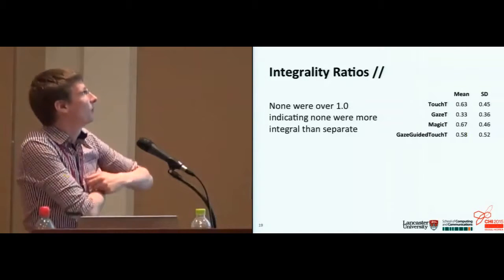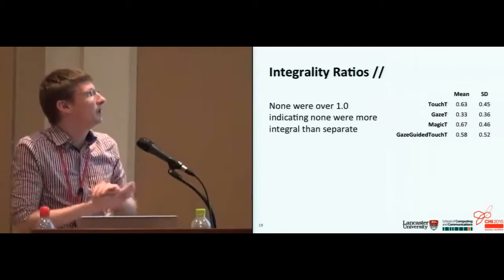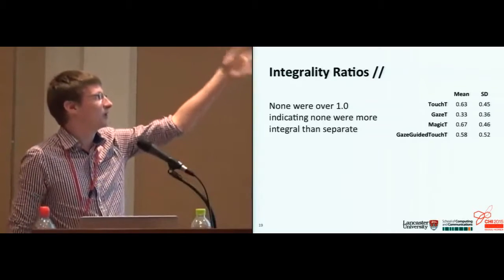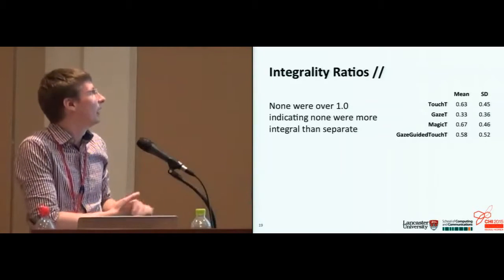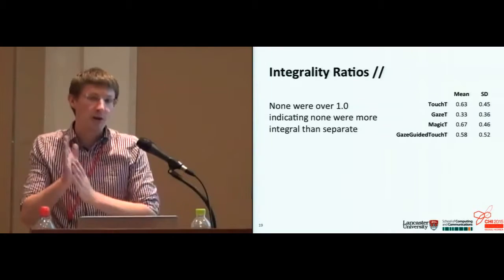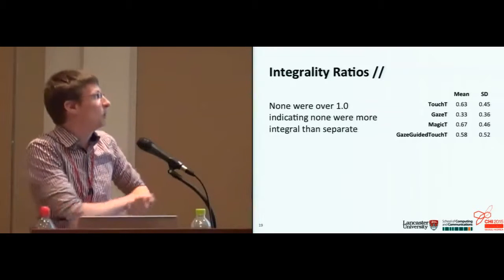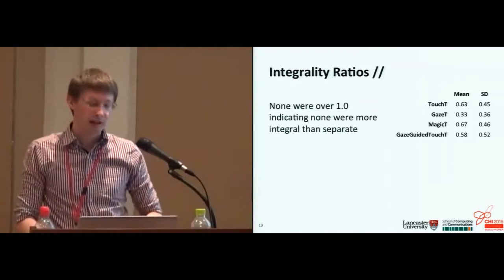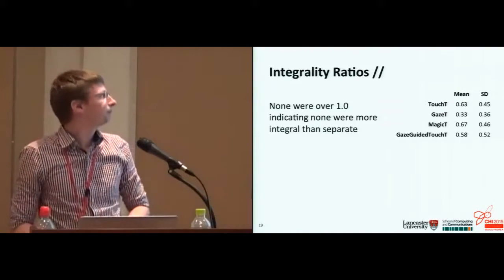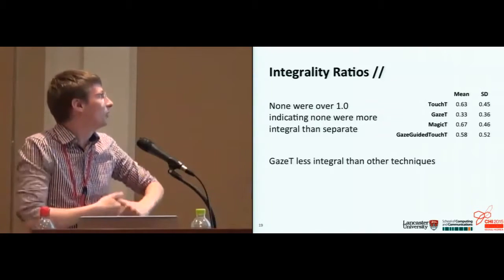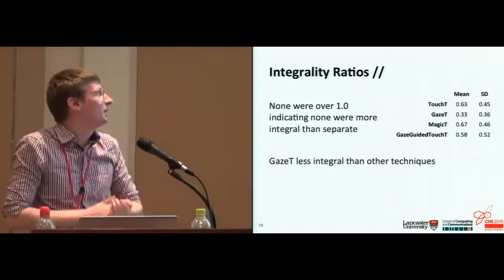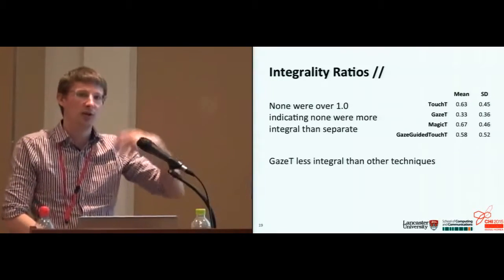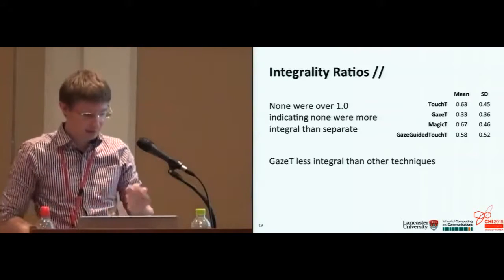And so these were the results from this. What we saw was that none of these integrality ratios were greater than 1. If you look down that column there, there's 0.6, 0.3, 0.6, 0.58. This indicated that none of them were more integral than they were separable. So in all of these, there's definitely a component of the two inputs being performed discretely or individually. And we saw that gaze translation was less integral than all the other techniques. Remember, that's the one where the object locks onto the user's eye, and then they can drop it at the other end.